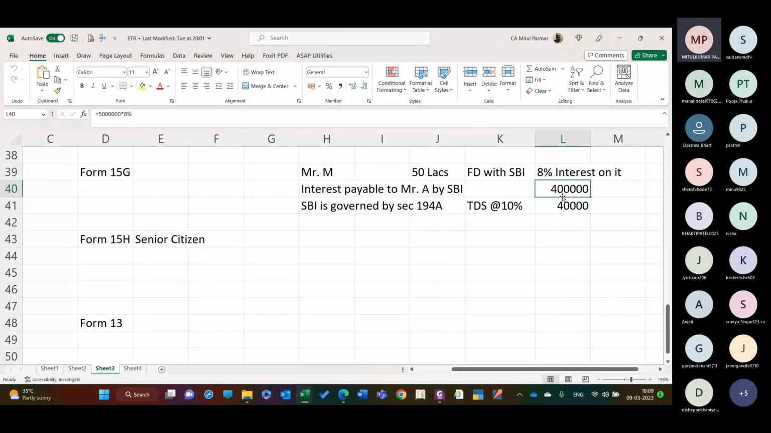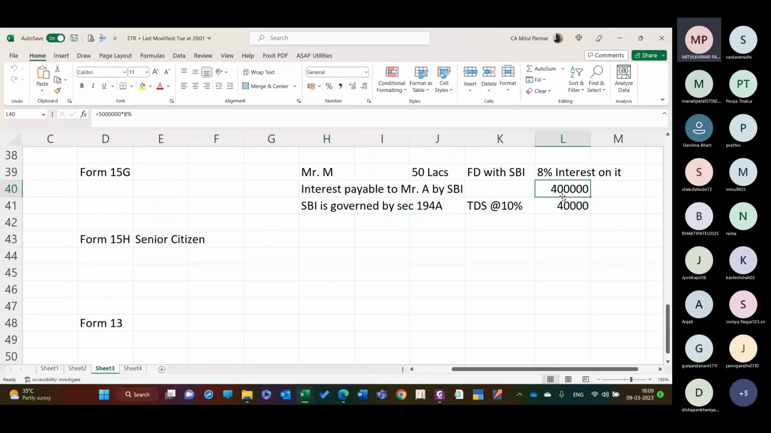So the person who pays more than 2,40,000 of rent will deduct TDS. But Mr. M's income is less than 5 lakhs. He is not required to pay any tax. He is an individual. So in those circumstances, he can use form number 15G or 15H.